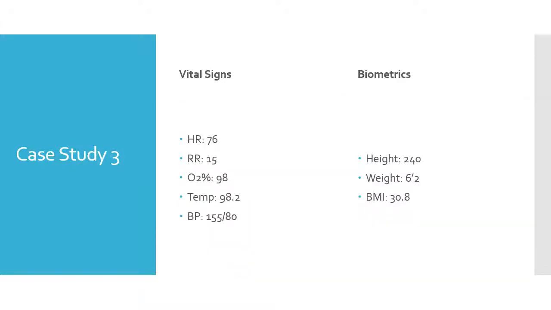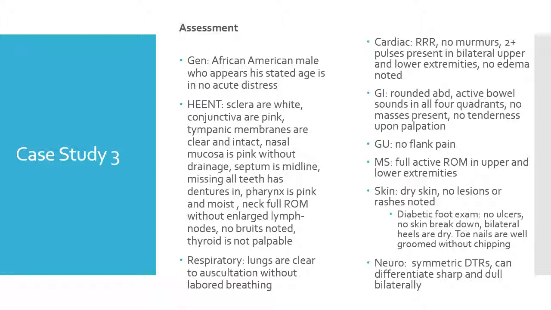Vital signs are okay. His blood pressure is 155/80 though, and he is considered obese. We have an African American male who appears as stated age and is in no acute distress. HEENT is good, respiratory is good, cardiac's good. He does have a rounded abdomen. He's got full range of motion in upper and lower extremities. He does have dry skin. We did perform a diabetic foot exam without concern, and then neuro, we are not concerned.